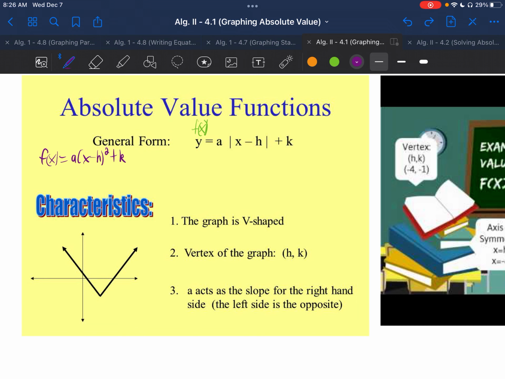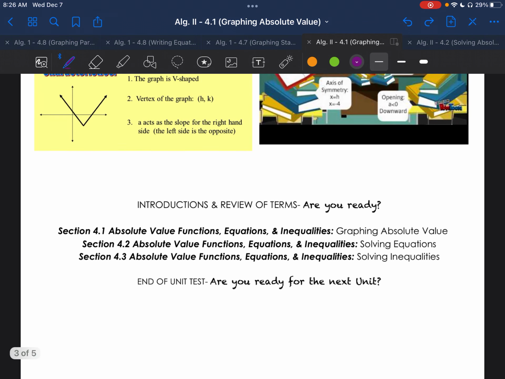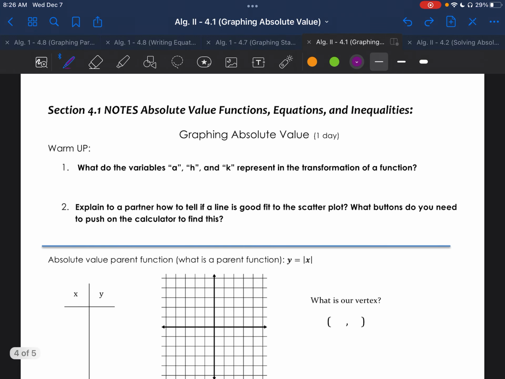So, characteristics of an absolute value function. The graph is V-shaped, so instead of being like a U, it's just a direct V. Then the vertex of the graph is going to be wherever (h, k) is. And then a, that stretch, compress, reflect, is going to act as the slope for the right-hand side. So it's like a linear equation line. And on the left side, it's the same thing, but the opposite, so the negative version of that.